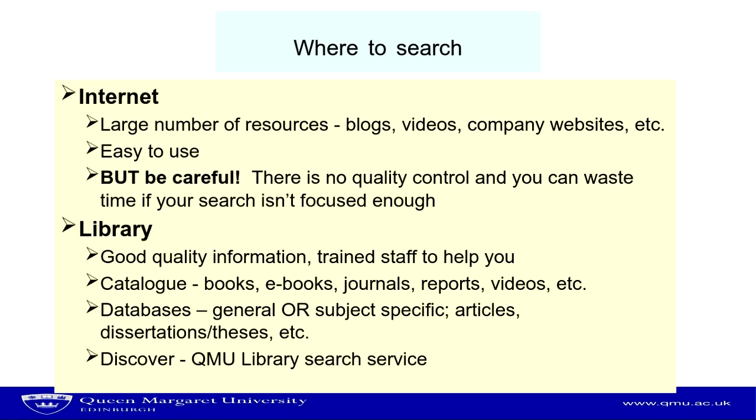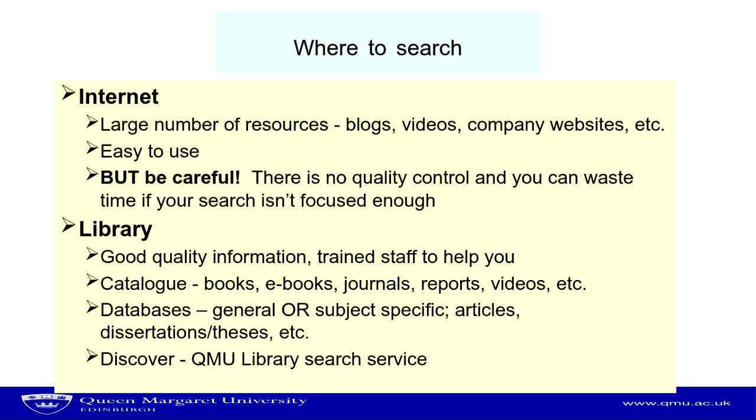So if you're given an essay title to go off and research, then the question is where to search. Obviously, you got the internet, which contains a large number of different resources. You got blogs, videos, company websites, etc. And the internet is often quite easy to use. But you have to remember to be careful. There is, of course, no quality control here, and you can waste lots of time if your search isn't focused enough.